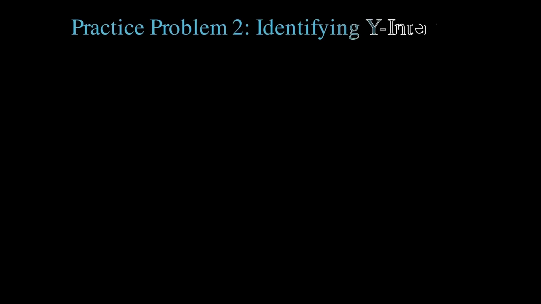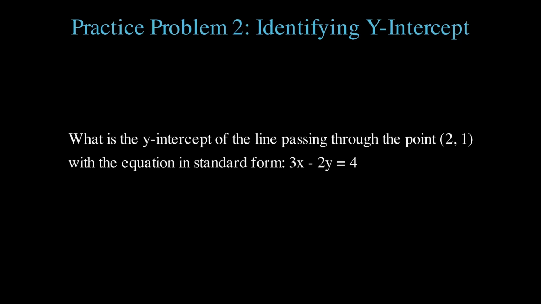Practice problem 2. Identifying the y-intercept. Given the standard form equation 3x minus 2y equals 7, and the point (2, 1) that lies on the line, what is the y-intercept? Pause and think before continuing.